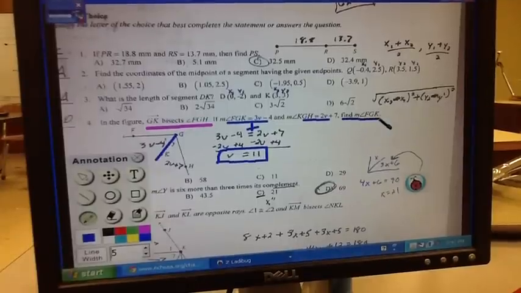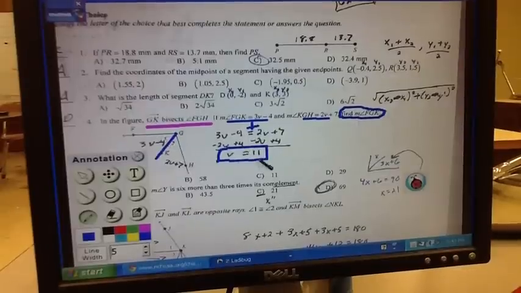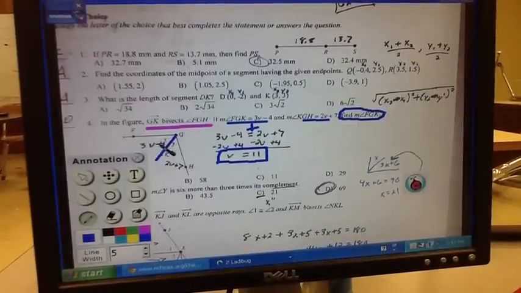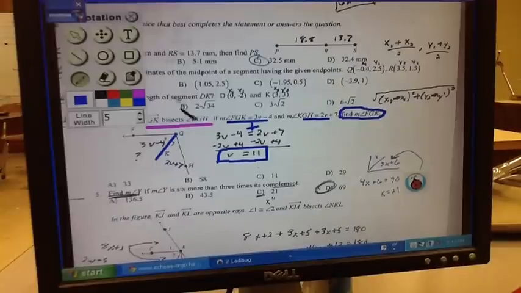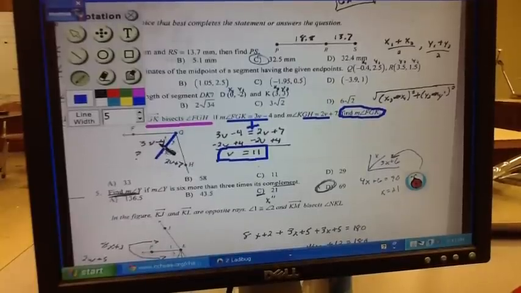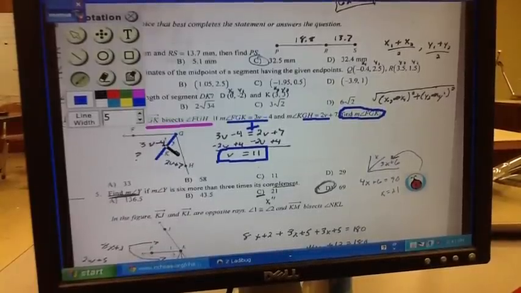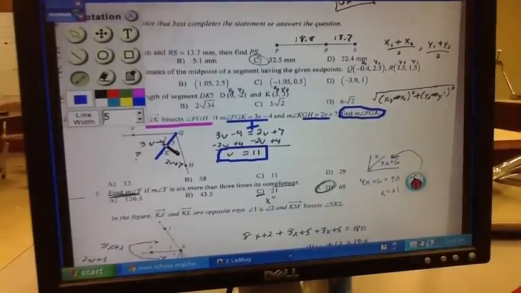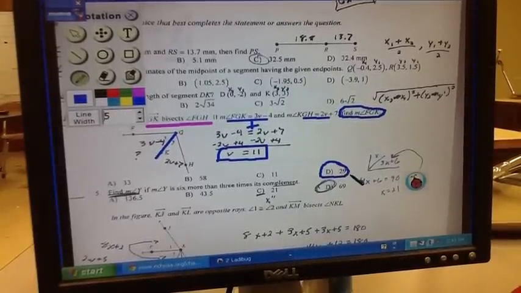Make sure you go back, see what it was asking you to find. It says find FGK. Alright, so I went ahead and plugged 11 back into the original problem there. Alright, after I plugged 11 times 3 minus 4, we ended up finding that the answer was D for number 4.